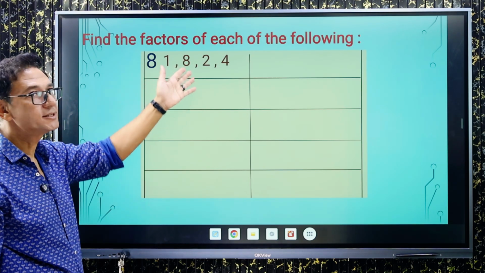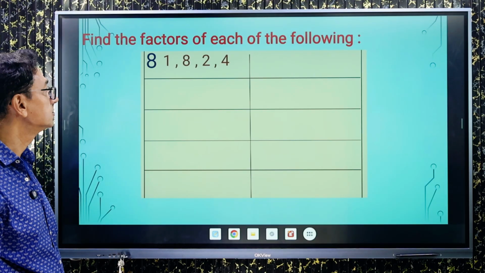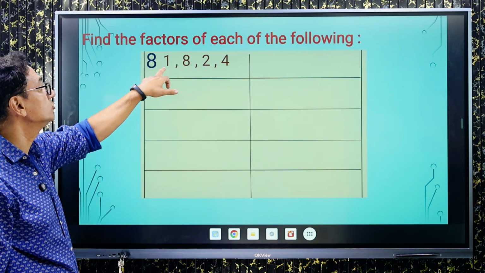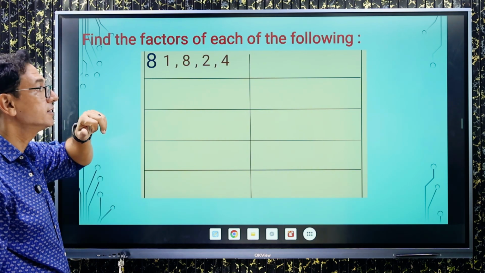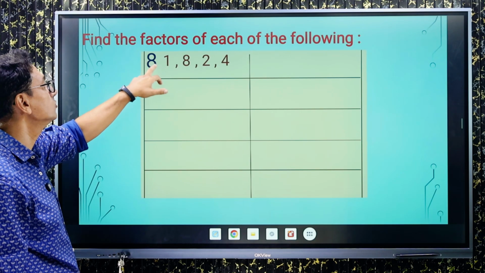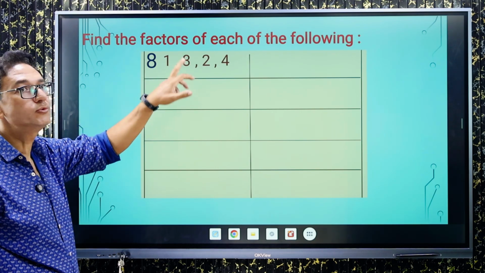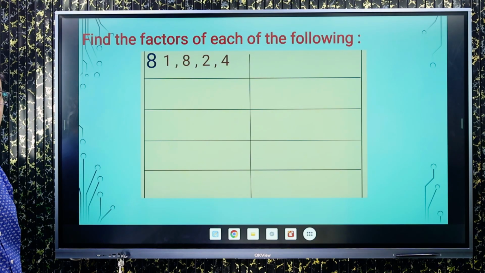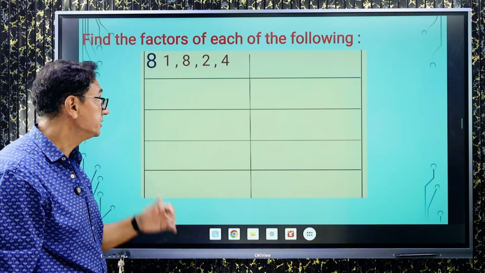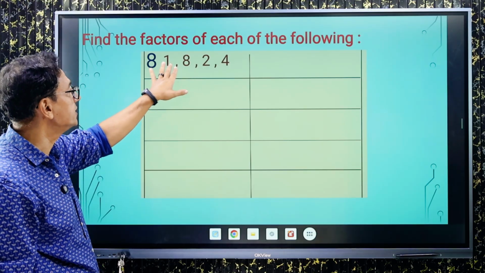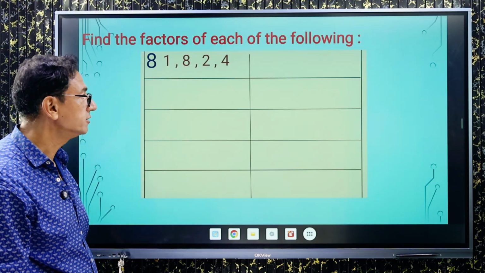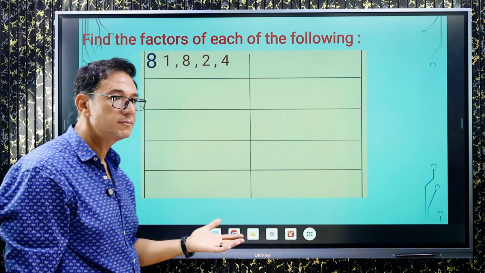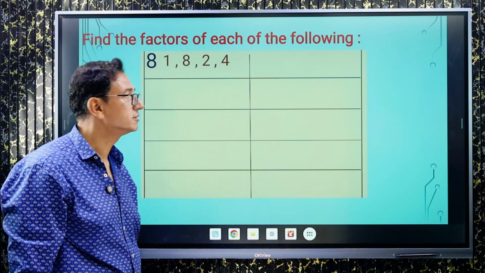We don't have to write the factors in an order. Some of you prefer to put them in order, so you will write 1, 2, 4, and 8. But it's not necessary to write the factors in order. So we can say 1, 8, 2, and 4. It's better to write it in order, but we don't have to.